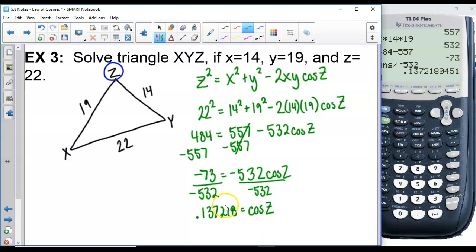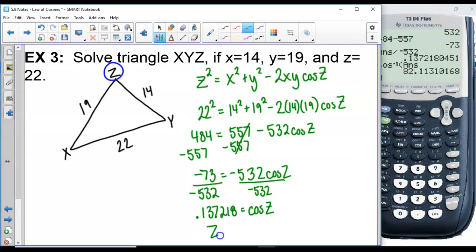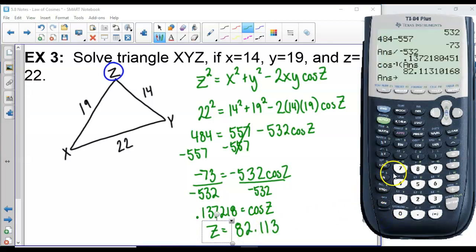And then we have to do cosine inverse of that number, and so we get that z equals 82.113. And I'm going to go ahead on my calculator and store that as the letter z. So save.